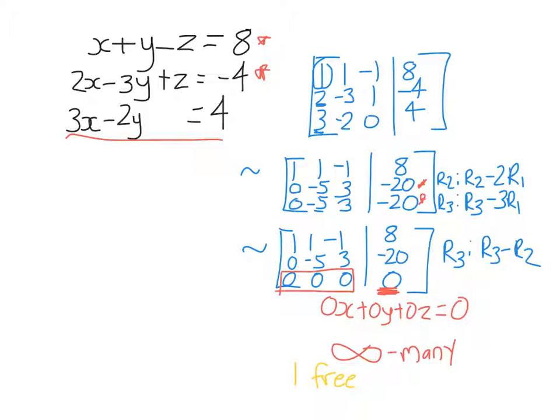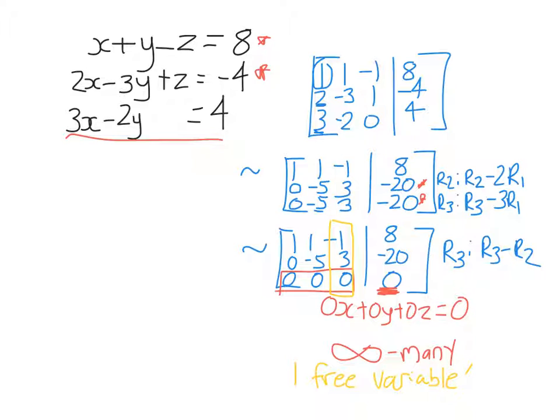Now, it actually doesn't matter whether you consider x the free variable or y or z. I'm just considering it z because z is the only one. This is sort of the only column, the z column, that doesn't have a leading entry.